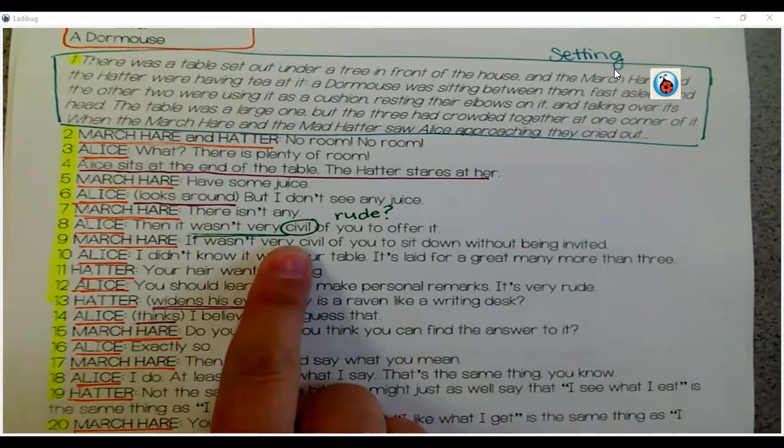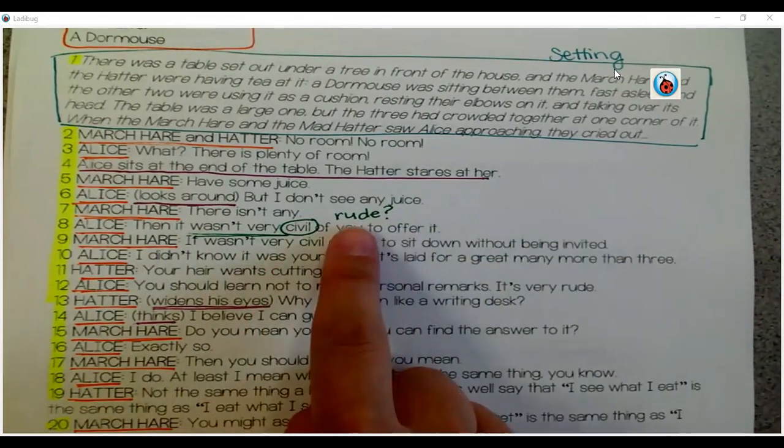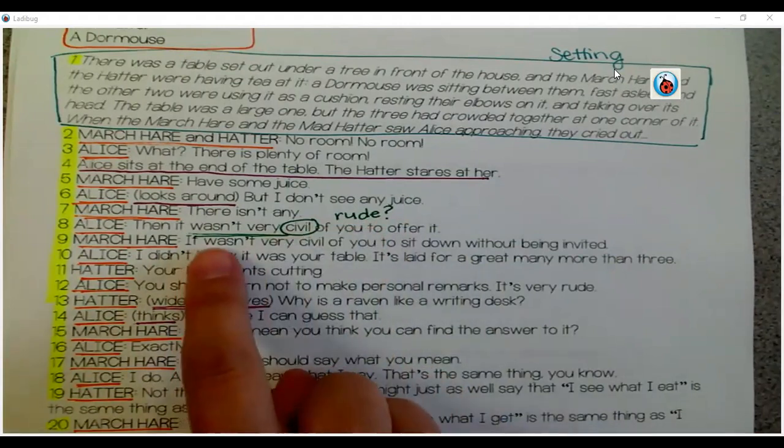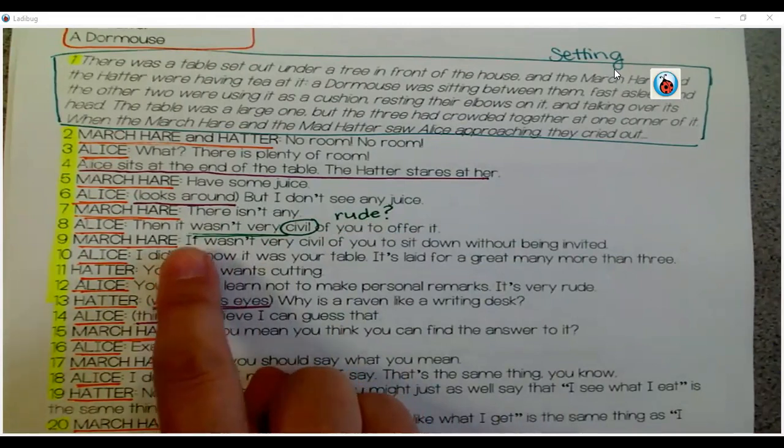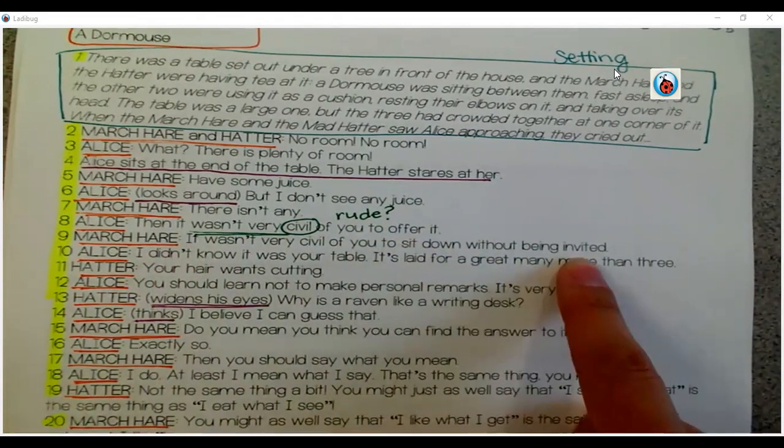Oh, that confirms my thought that not being very civil could mean rude, because I could put that here. I could say it was rude of you to sit down without being invited, and that makes sense.